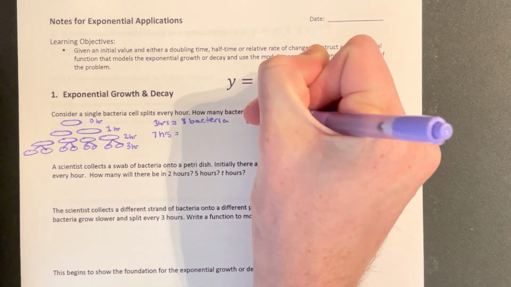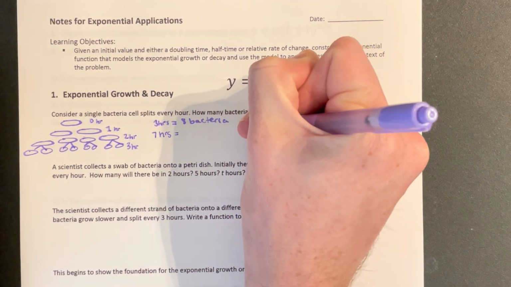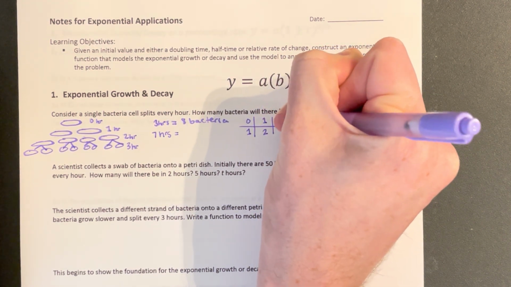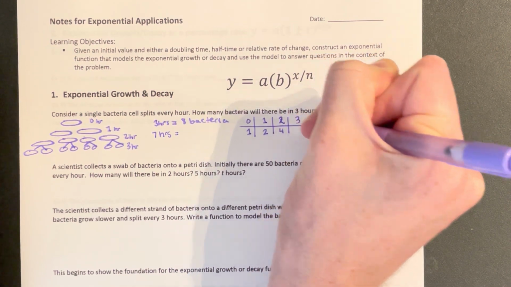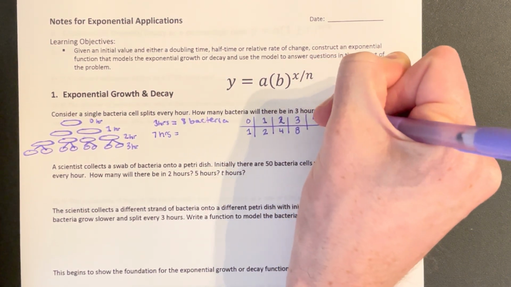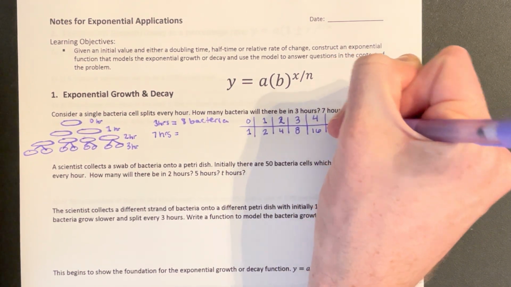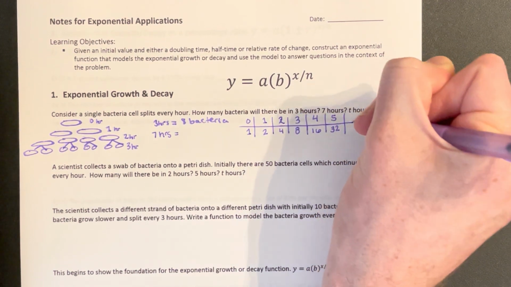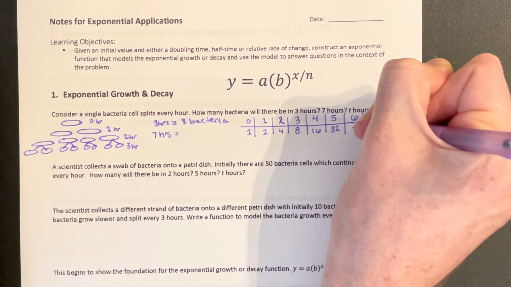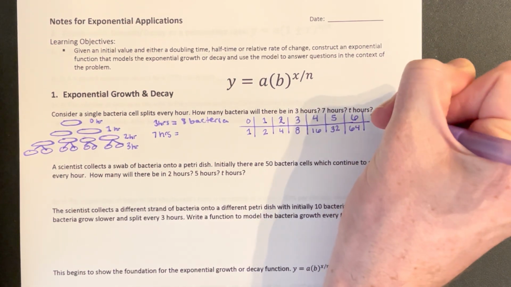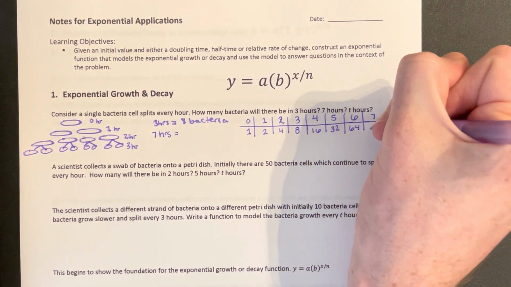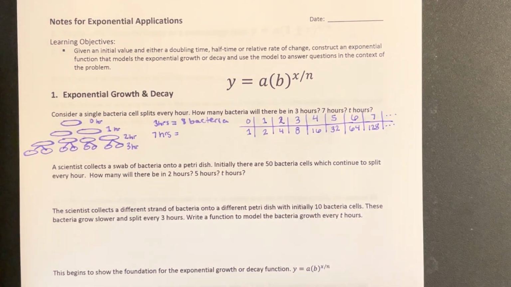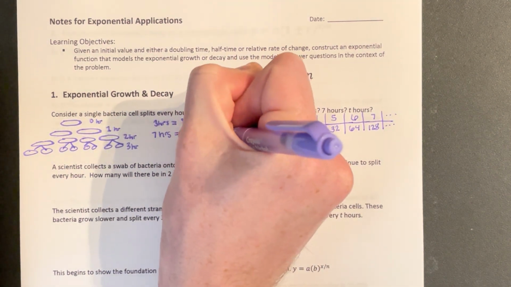And I'm actually just going to redo this here. So at 0, there was 1 bacteria. After 1 hour, we then had 2. After 2 hours, we had 4. 3, we now had 8. After 4 hours, there's 16. After 5 hours, that 16 is going to double again to give us 32. After 6 hours, there would be 64. So after 7, if I double again, I get 128. So we can see after 7 hours, there's 128 bacteria.